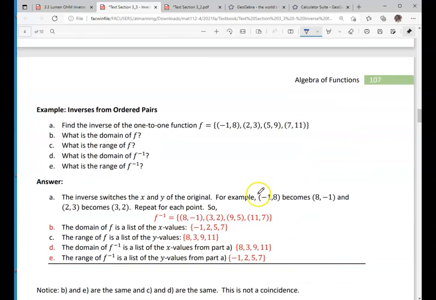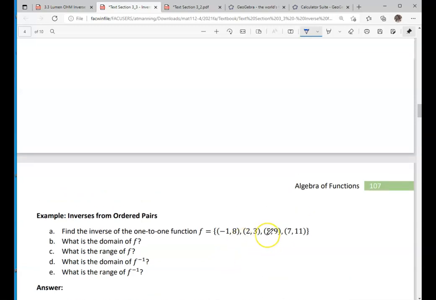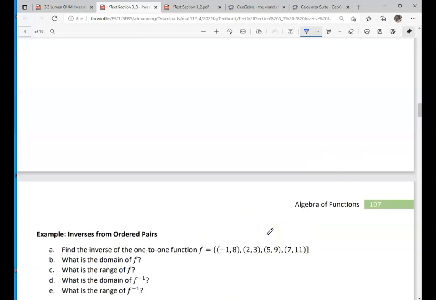Now let's do a little bit of practice. Before looking at their answer, I find it helps to work through this on paper or in your own notes; you can look at the solution, but come back and say, okay, can I do this? I have a 1-to-1 function. First of all, is it 1-to-1? Let's check. 8, 3, 9, 11: unique outputs. Negative 1, 2, 5, 7: unique inputs. Yeah, 1-to-1.